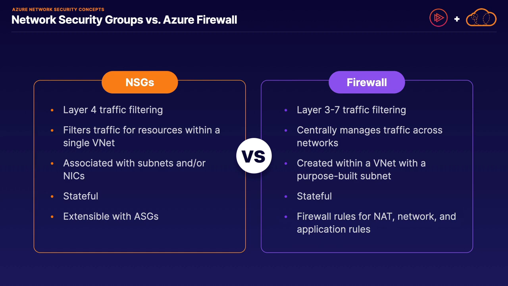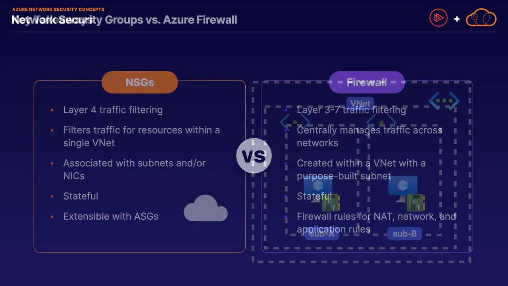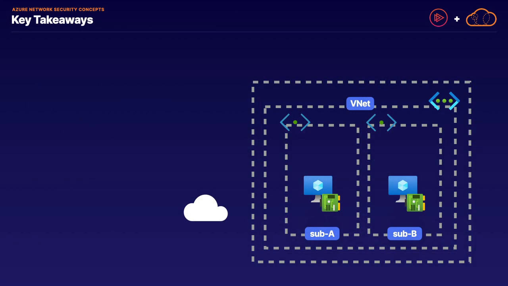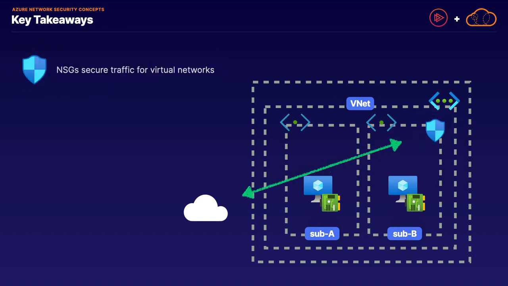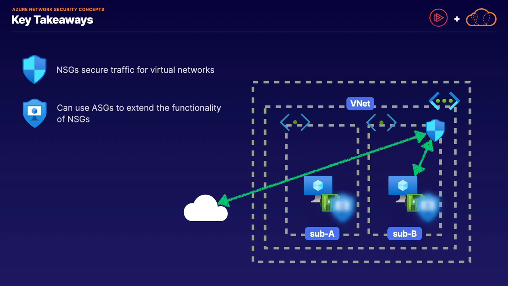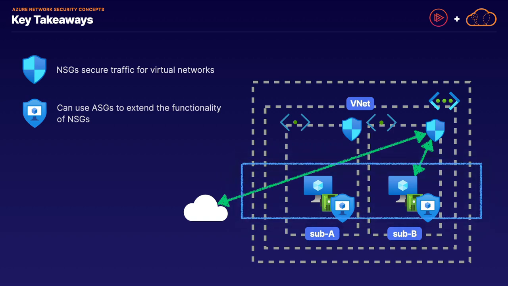Now that we understand the differences between network security groups and Azure Firewall and what we mean when we're talking about network security, let's wrap up this lesson with some key takeaways. So the few things that I want you to take away from this lesson, if you take away anything, is that network security groups are used to secure traffic for virtual networks on either the subnet or network interface card boundary. And we can use something known as application security groups to extend the functionality of these NSG security rules, allowing us to logically group resources to provide application structure awareness to these security rules.